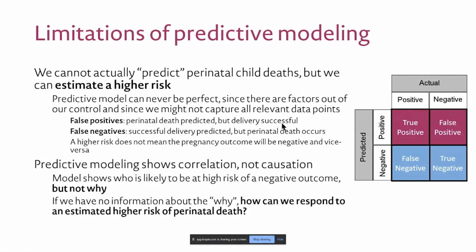So our model would show us who is likely to be at risk or at higher risk of a negative outcome, but it would not tell us why that might be the case. So then if we don't have the information about the why, how can we respond to an estimated higher risk of perinatal death? And that is a question I'll try to shed a bit more light on in the next few minutes or so.